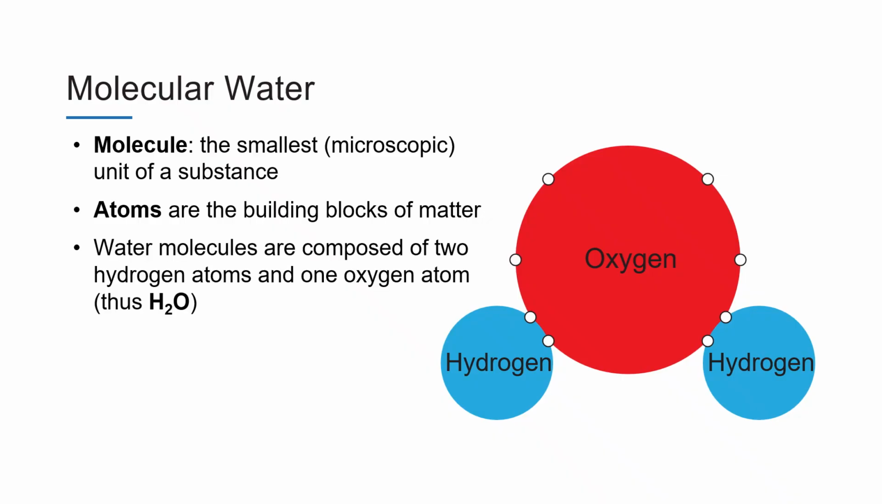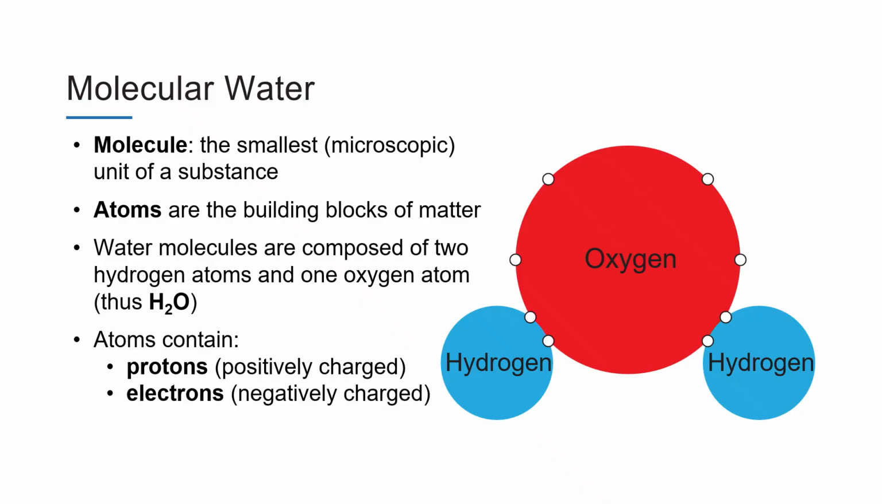So in a water molecule, we have 2 hydrogen atoms in blue and 1 oxygen atom in red, which is why we call it H2O. So it's H2 for hydrogen and then O for oxygen. Atoms themselves contain even smaller particles, including protons, which are positively charged and found inside the big colored circles, and then electrons, which are negatively charged and represented by those little white circles because they orbit around the edge of the atom.